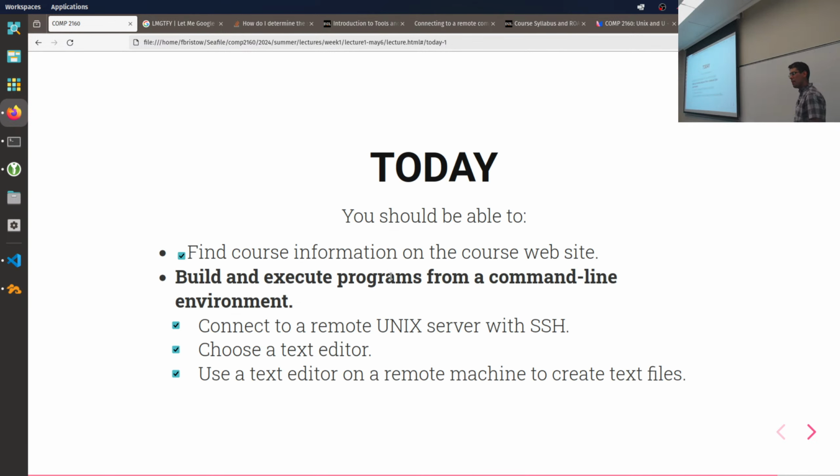You should be able to find some course information on the course webpage. One thing I'd like to amend to this is that there are, like I said, course forums. There's also an honesty declaration. You need to sign the honesty declaration before you can see the course forums. Please sign the honesty declaration. You can now connect to a remote Unix server or Linux server. If you can't, you can come talk to me and we'll figure it out. You should be able to use a text editor on a remote system to be able to write a program or to create text files. You shouldn't be able to choose a text editor yet. We'll do this next time.